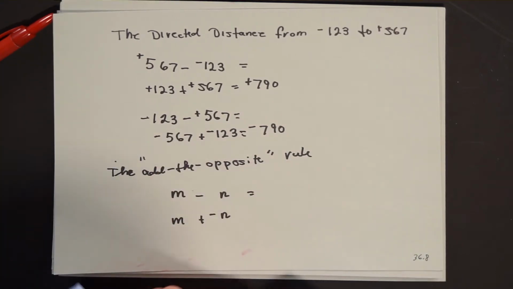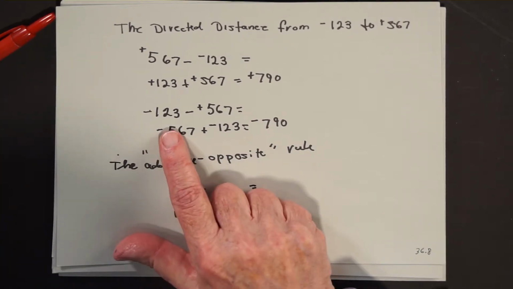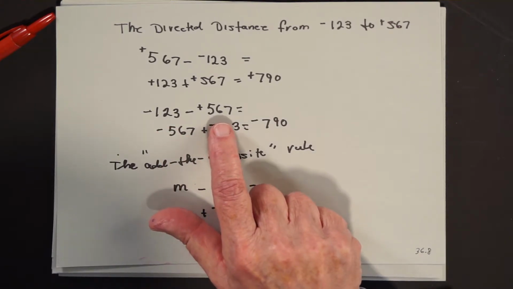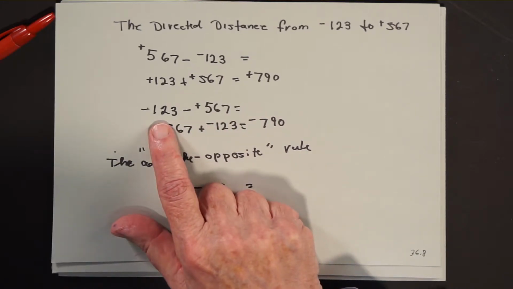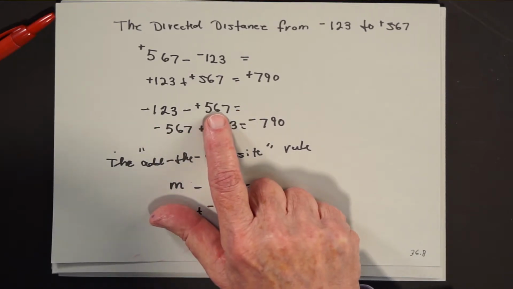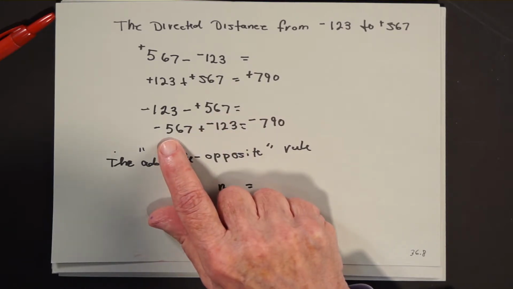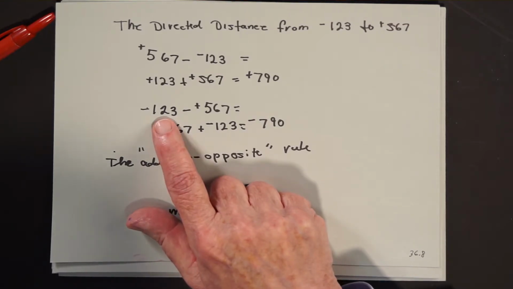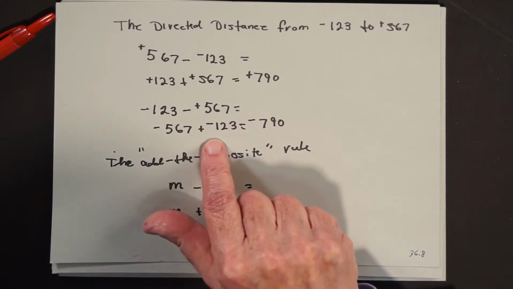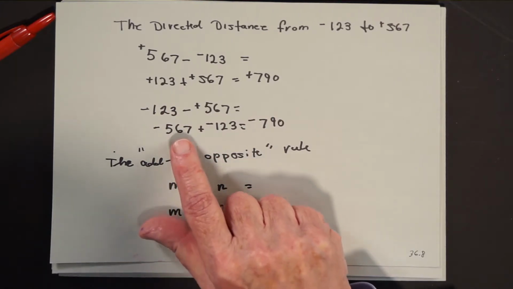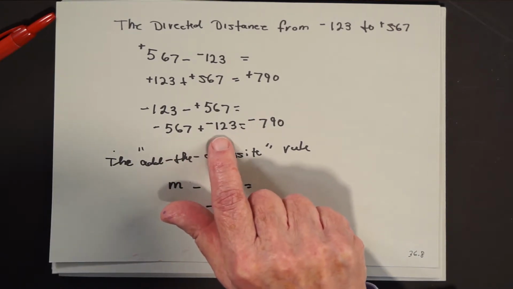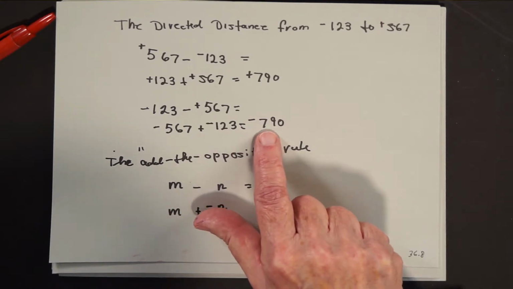Now, suppose we wanted to do this in reverse. Suppose we now want to find the directed distance starting at +567 and going to -123. Same logic. I first want to get the +567 back to 0, so I'll add on its opposite, which is -567. Once I'm back to 0, how do I get to -123? 0 plus -123 is -123. So altogether I've added on -567 and another -123, and that gave me -790.